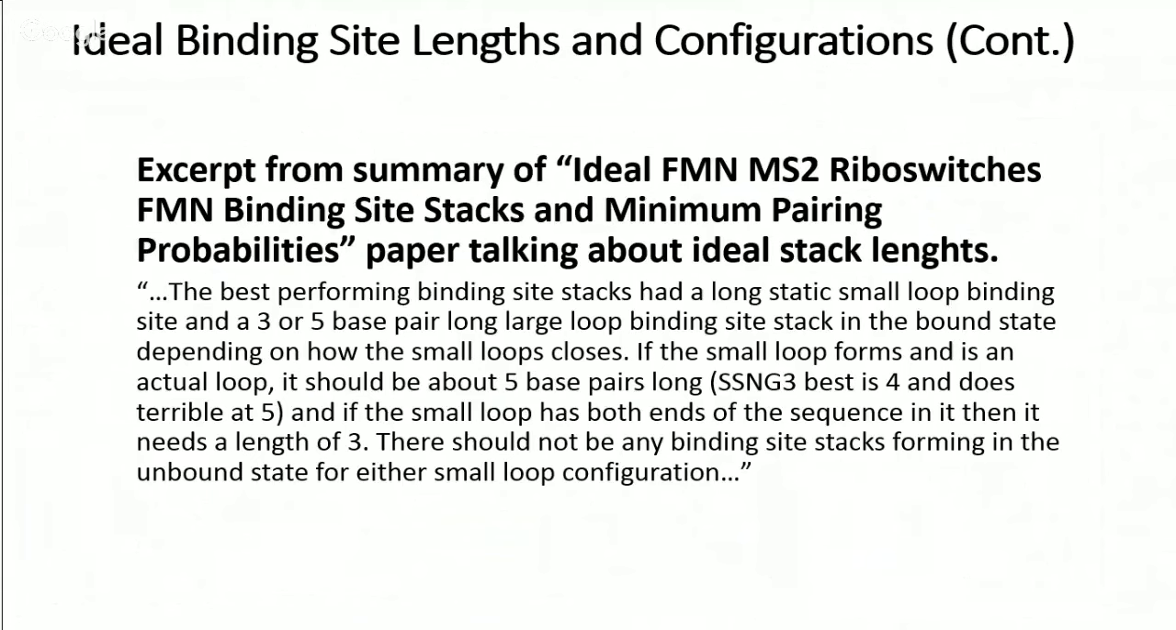So I'm just going to read this little blurb and then talk about it for a second. The best performing binding site stacks had a long static small loop binding site and a 3 or 5 base pair long large loop binding site stack in the bound state, depending on how the small loop closes. If the small loop forms and is an actual loop, it should be about 5 base pairs long. SS safe state NG3 is best at 4 and does terrible at 5. And if the small loop has both ends of the sequence in it, then it needs a length of 3. There should not be any binding site stacks forming in the unbound state for either small loop configuration.